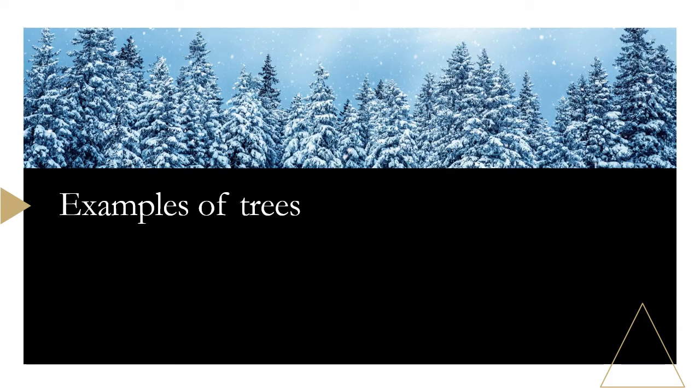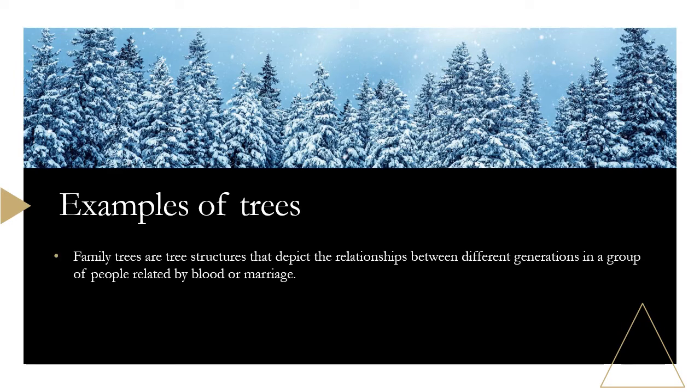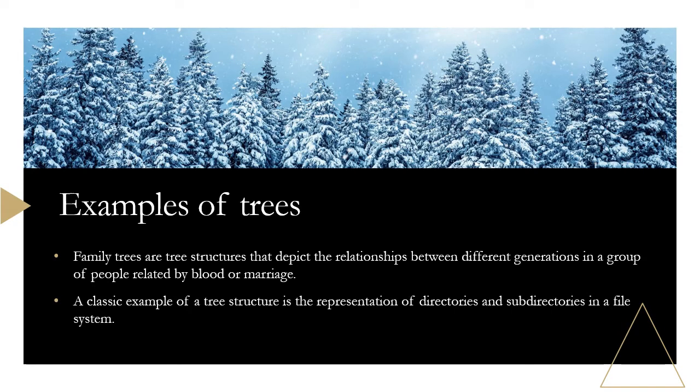Let me show you some examples of trees. Family trees are tree structures that depict the relationships between different generations in a group of people related by blood or marriage. A classic example of a tree structure is the representation of directories and subdirectories in a file system. A file system is essentially a tree.